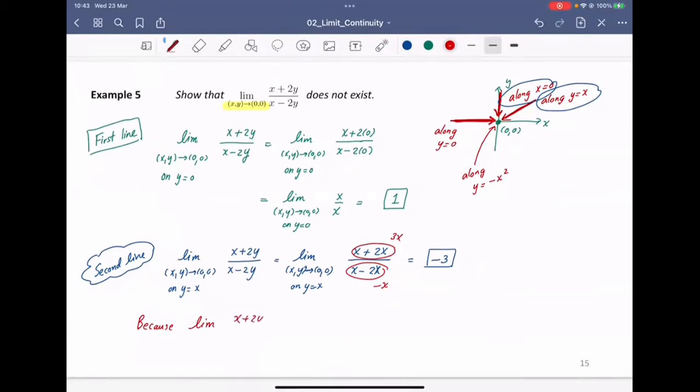Let's copy the question: (x plus 2y minus x) over (x minus 2y), (x,y) go to (0,0). On y equal to 0, you get 1. This is not equal to negative 3, which is another limit that you compute with the same function, but on a different line. So you conclude that they're not equal to each other. Because of this, we conclude that the limit does not exist.